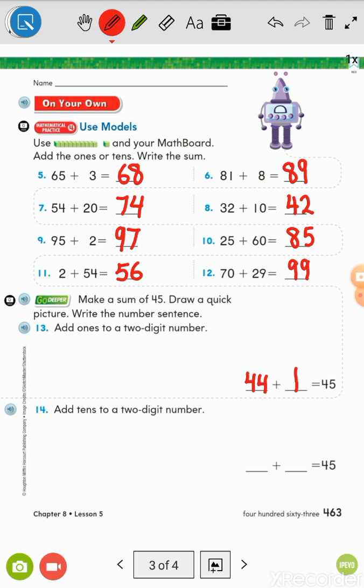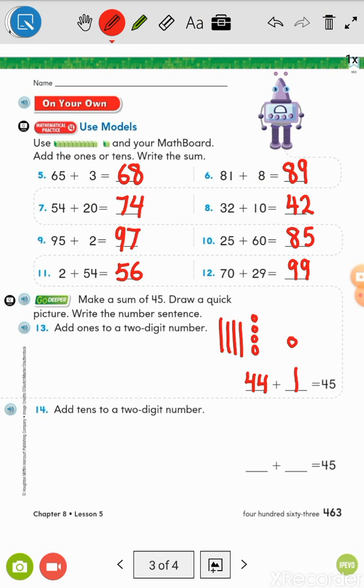I can draw 44 as 4 lines and 4 circles. And 1 is how many? 1 circle. So let's count how many lines do we have, how many circles do we have? We have 4 lines. And how many circles? 1, 2, 3, 4, 5. 5 circles, so we have 45. 4 lines and 5 circles.